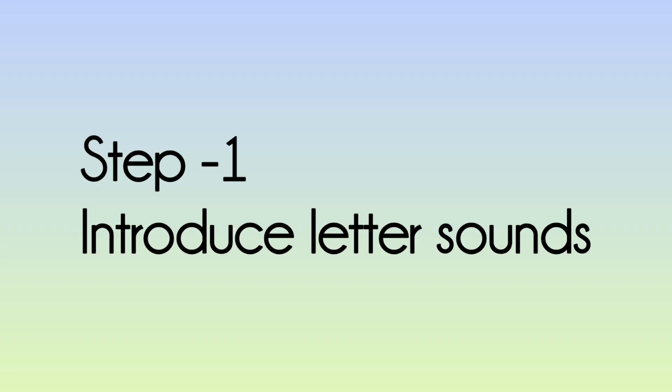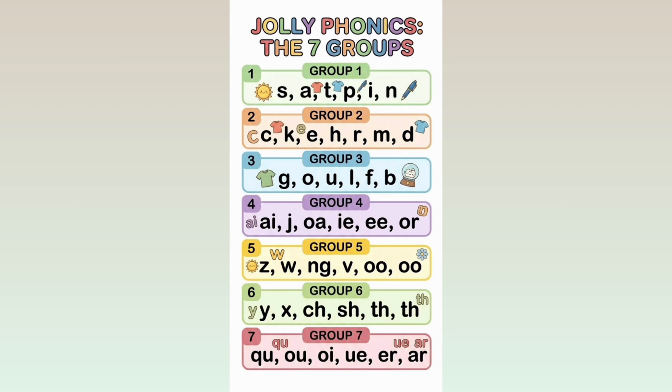As I have already told you, teaching spelling is a step-by-step process. So step 1 is introducing the letter sound. Learning letter sounds is the foundational step in early literacy. Instead of memorizing thousands of individual words, children learn to decode and encode words if they know the letter sounds. Now, how to teach the letter sound?